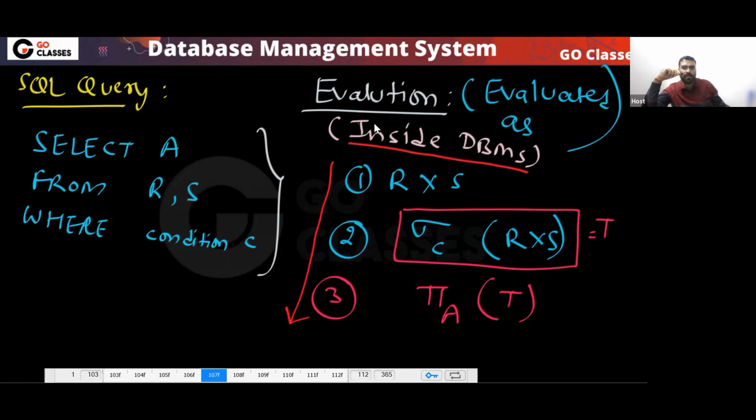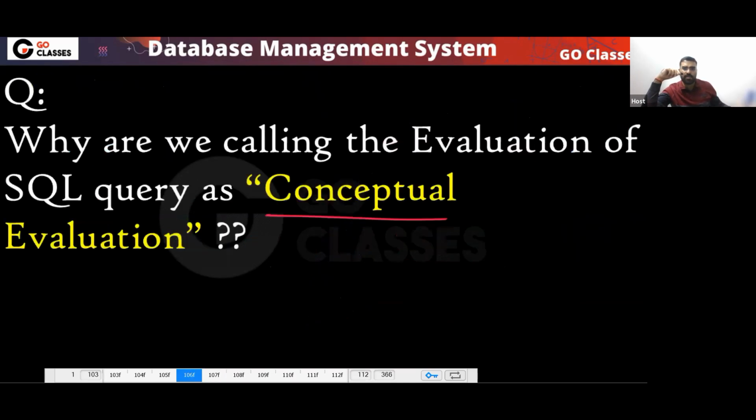Is this clear? If you have to do the cross product, just think about it. If you have 10,000 tuples here, 1 crore tuples here, this will take forever. Is this clear? So remember, this is not how things happen.